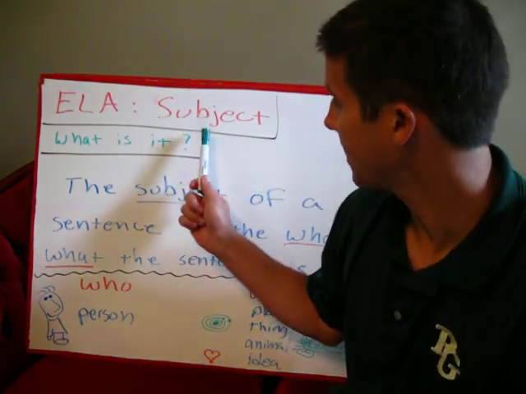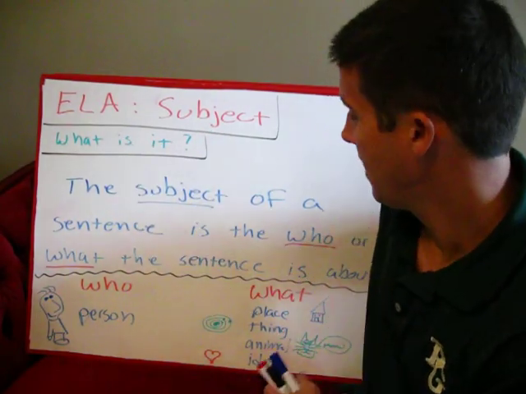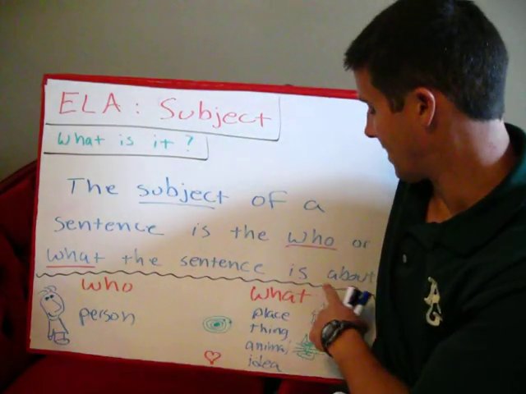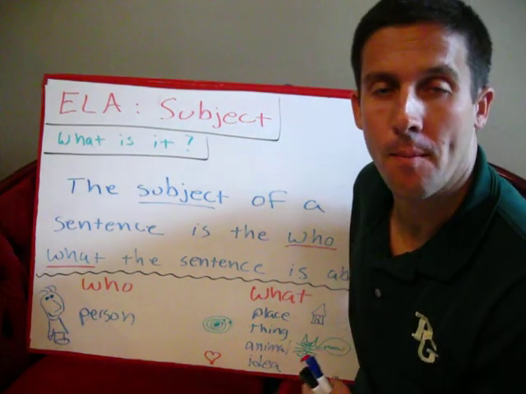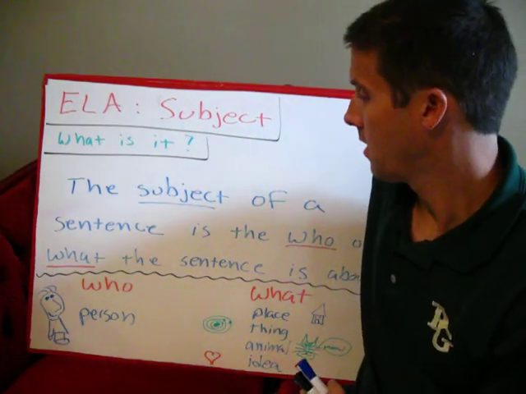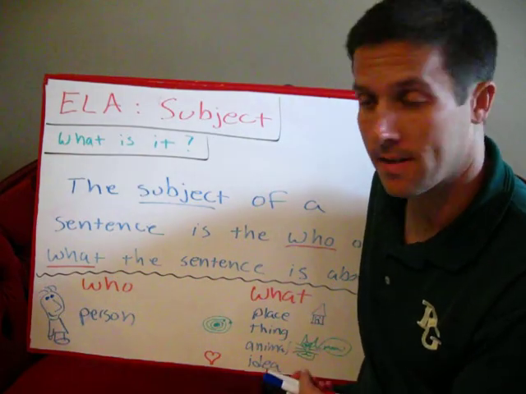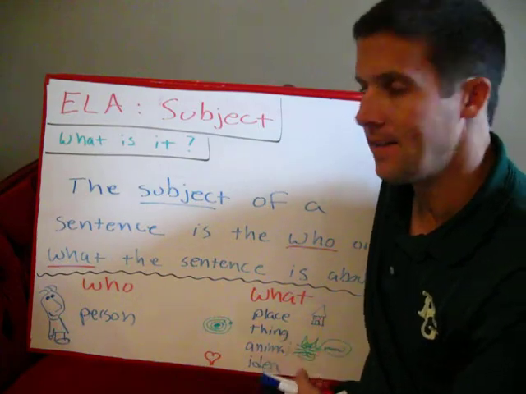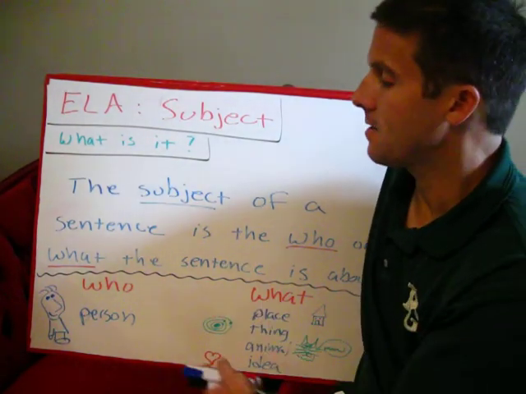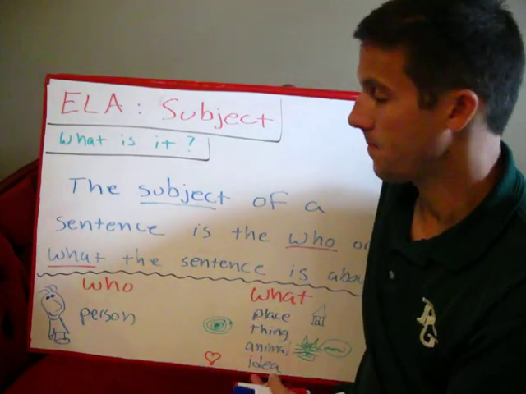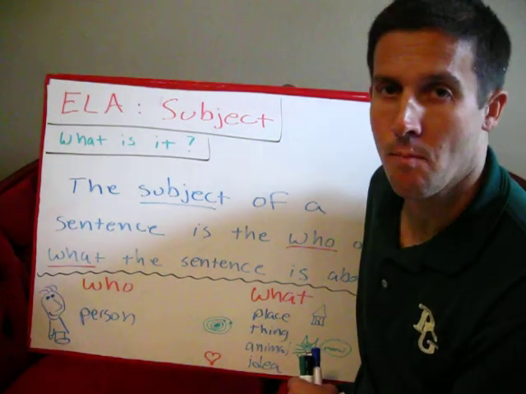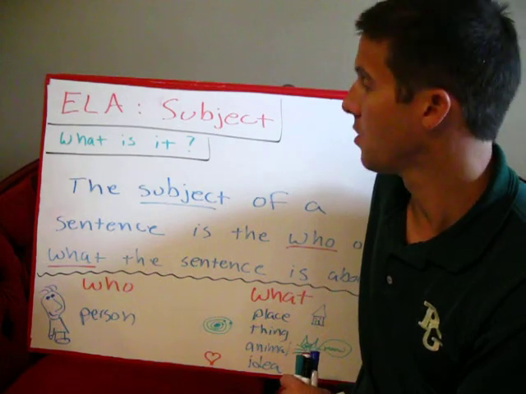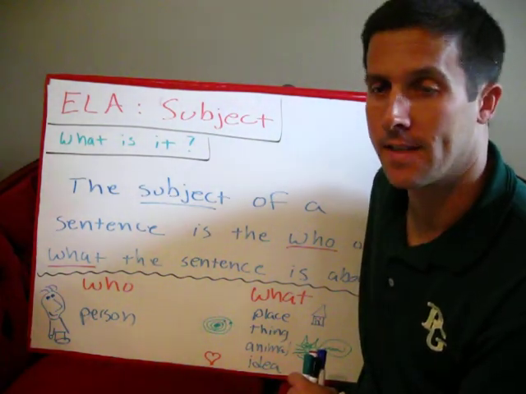What's the subject? Well, to get right into it, the subject of a sentence is the who or the what the sentence is about. And as we remember from our parts of speech video, who or what is usually a noun, right? Who is a person, or the what can be a place, thing, animal, or idea. So the subject is a noun, but there's a lot more to subjects than just it being one noun. So we're just going to go over the basic rules of what a subject is and how to find it.